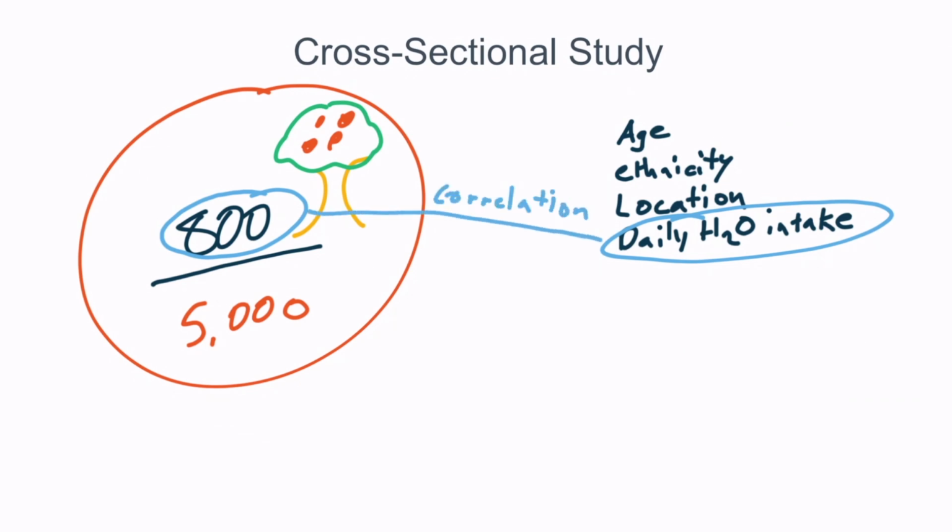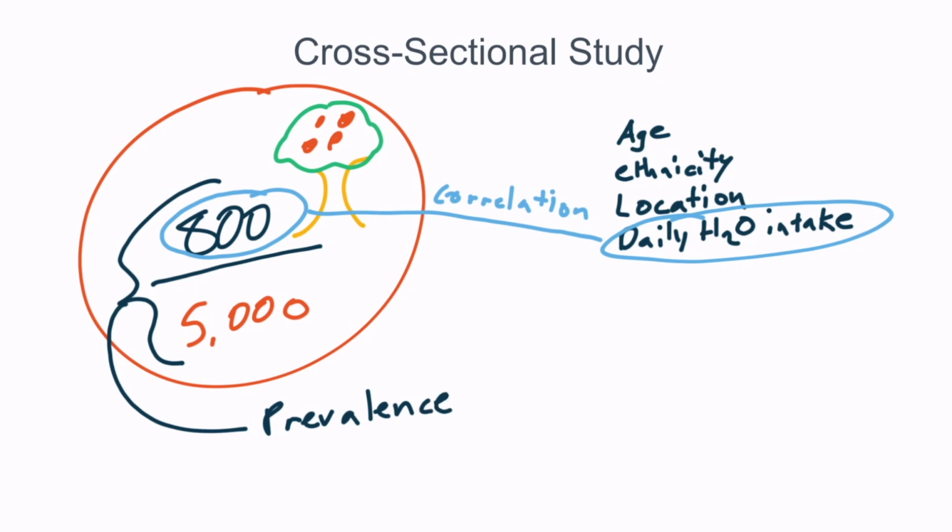This is a correlation. However, it is not causation. We have no idea why high water intake would be related to weekly apple ingestion. We could form a hypothesis, but cross-sectional studies cannot tell us anything about why these two items may be connected. And lastly, we found the prevalence. Prevalence is one of the most important findings that cross-sectional studies can give us.